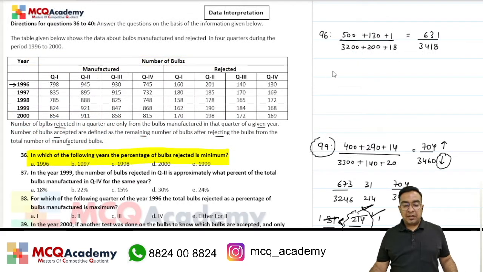नाउ फाइनली हम कंपेयर करेंगे 96 और 99 को। तो 96 के लिए जो फ्रैक्शन वैल्यू हमारे पास में बन के आ रही है 631 अपॉन 3418, और 99 के लिए जो वैल्यू हमारे पास बन के आ रही है दैट इज इक्वल टू 704 अपॉन 3460। अगर हम न्यूमरेटर के हिसाब से चलते हैं तो न्यूमरेटर इज इंक्रीजिंग, देन देयरफॉर इट सजेस्ट दैट द फ्रैक्शन्स वैल्यू इज इंक्रीजिंग फ्रॉम दिस टू दिस। And similarly 3418 to 3460, the denominator is increasing and it suggests that the fraction's value is decreasing in this case.